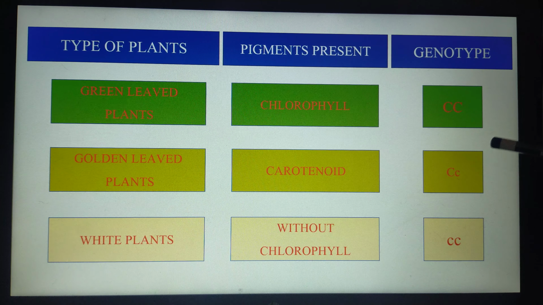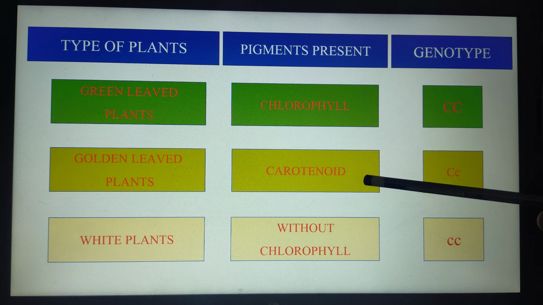Aurea comes from aurum, which means gold. We know aurum in chemistry, aurum means gold. So since they possess golden colored leaves, they are called Antirrhinum aurea. The golden color is due to the presence of carotenoid pigments, right?